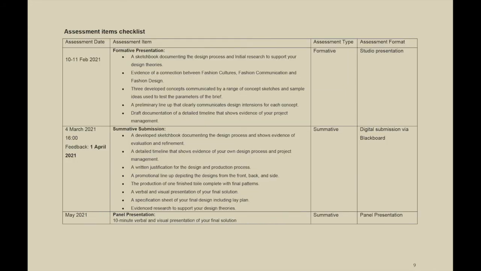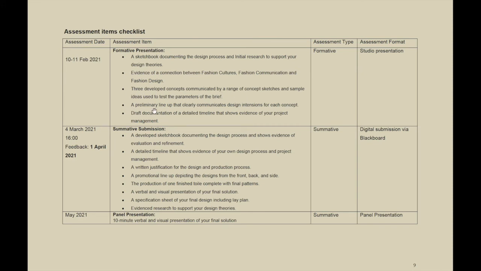Let's take a look at your assessment items checklist. So let's take a look at the 10th and 11th of Feb. We have your formative presentation. We're looking here, so this is a studio presentation, as you can see on this side. It is formative. So we're looking at a sketchbook documenting the design process and initial research to support your design theories. Evidence of a connection between fashion cultures, fashion communication, and fashion design. 3 developed concepts communicated by a range of concept sketches and sample ideas used to test the parameters of the brief. Now these could probably be in your sketchbook.